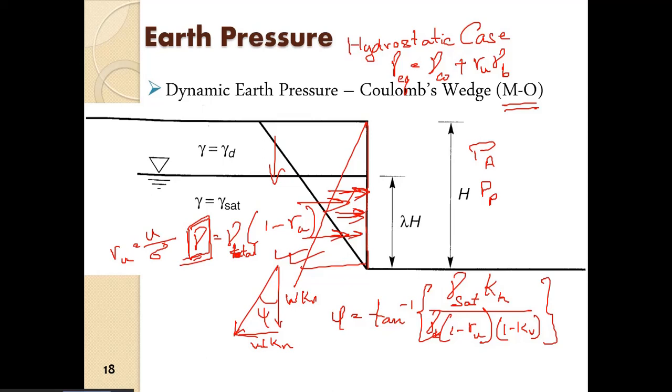In the limiting case, when the pore water pressure is equal to the total stress, the effective stress becomes zero, so it is like a liquefaction scenario. In that case we will consider the gamma saturated as the gamma equivalent, and that additional thrust will again come onto the wall. That is of course the extreme case where the pore water pressure ratio becomes equal to 1, that means u is equal to sigma.